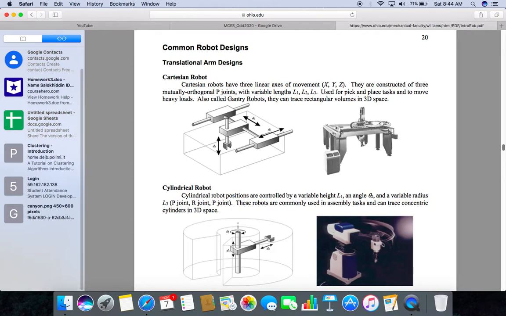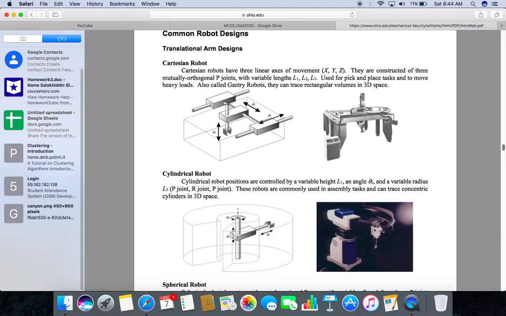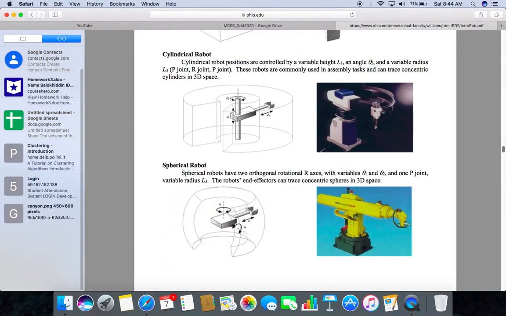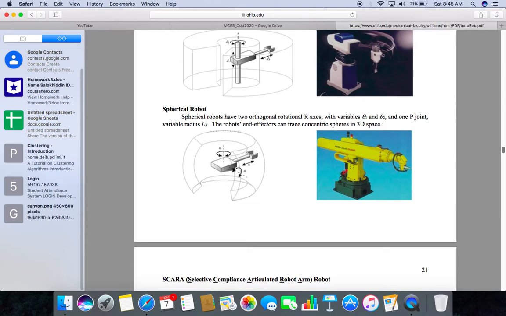Cylindrical robot. Cylindrical robot positions are controlled by a variable height L1 and an angle theta 2 and a variable radius L3. P joint, R joint, and P joint. These robots are commonly used in assembly tasks and can trace concentric cylinders in 3D space. Spherical robot. Spherical robots have two orthogonal rotational R axes with variables theta 1 and theta 2 and one P joint, variable radius L3. The robot's end effector can trace concentric spheres in 3D space. These are the examples.